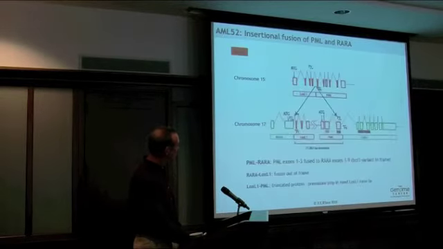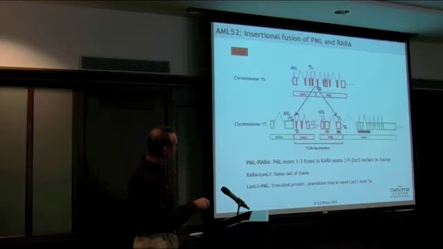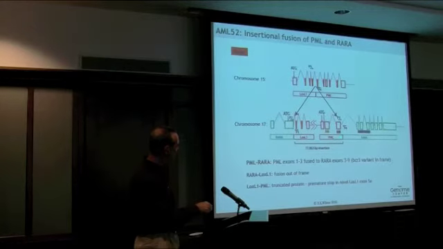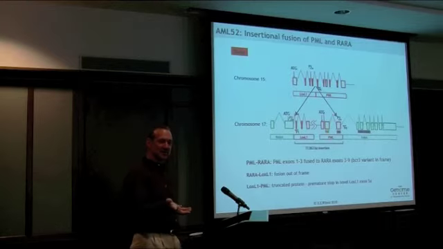And so what she now has is, this is the deletion on 15. Here's the part of 15 that's jumped to chromosome 17. And amazingly, the first half of the PML gene has fused to the back half of the RAR alpha gene, just like it does in the translocation.